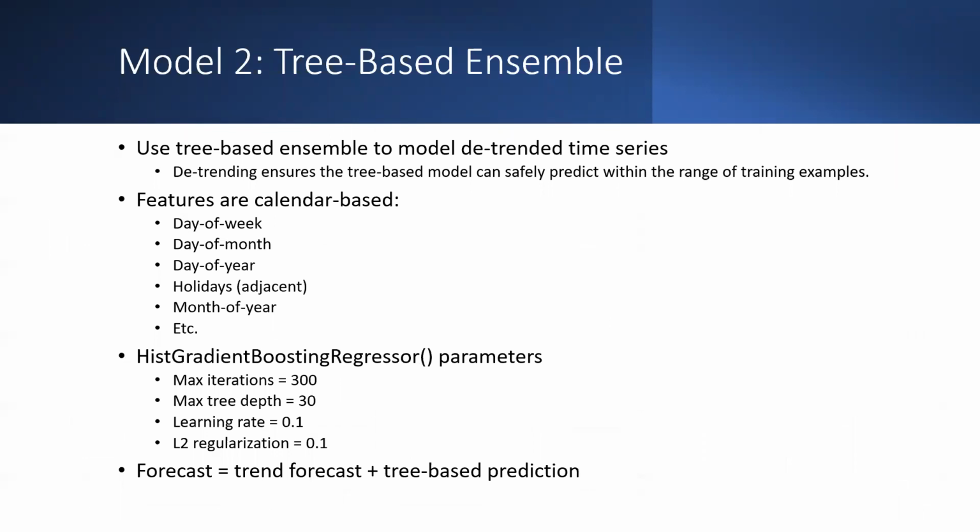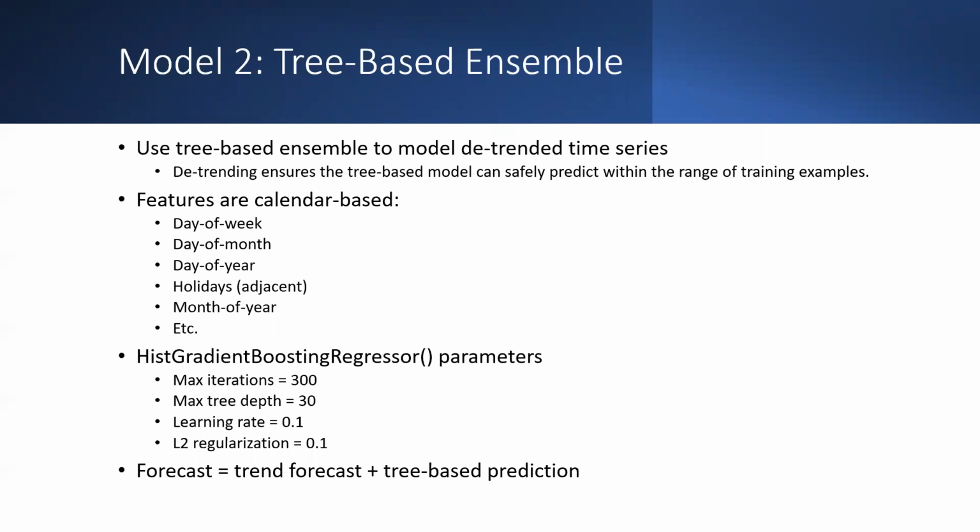And so for the second model, basically we've got this detrended data. So that's the target for the tree-based ensemble. And we're going to use all sorts of features that we can extract from the calendar or the date, like day of the week, day of the month, holidays, whatever else we think is important.